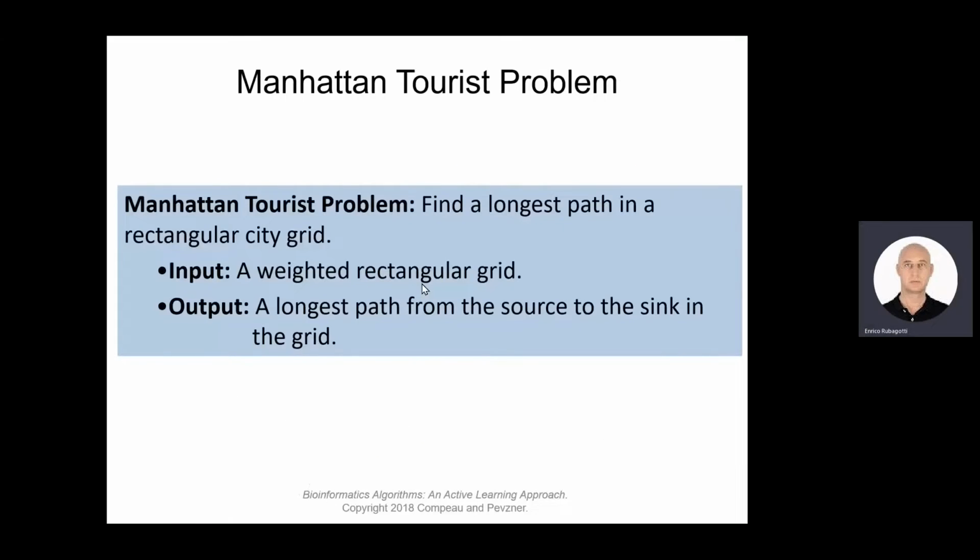Now, what is the Manhattan tourist problem? It is to find the longest path in a rectangular grid. And later, we will see similar problems even when the grid is not rectangular. So, as usual, we speak about input and output. The input is a weighted rectangular grid, and the output is the longest path from the source to the sink in the grid.